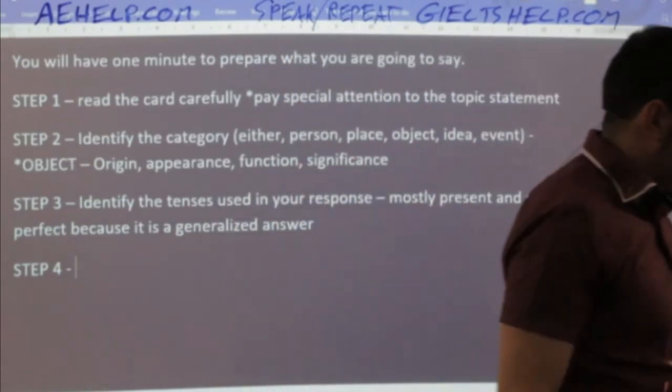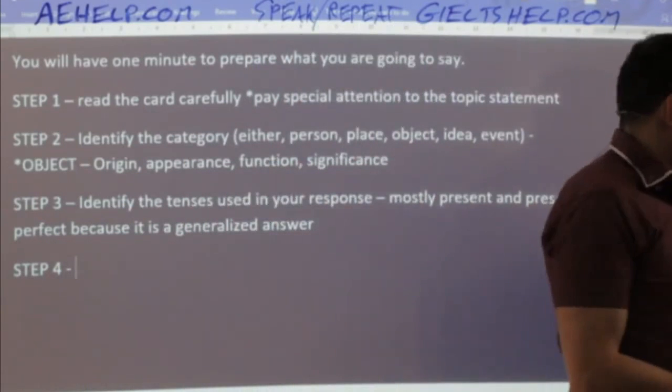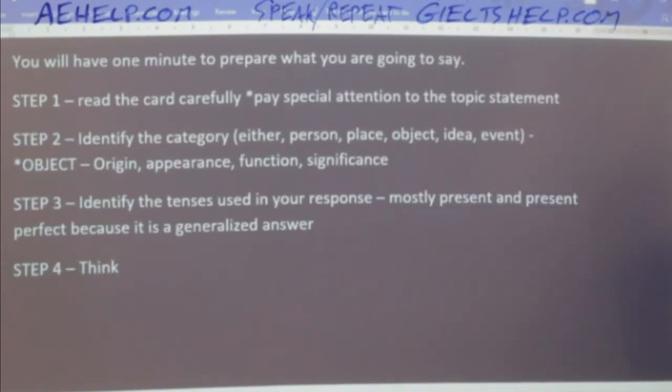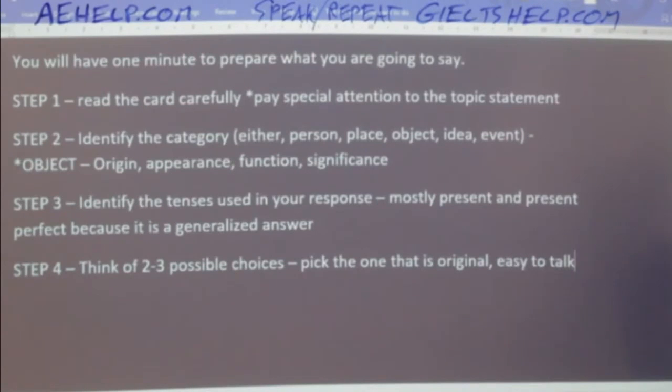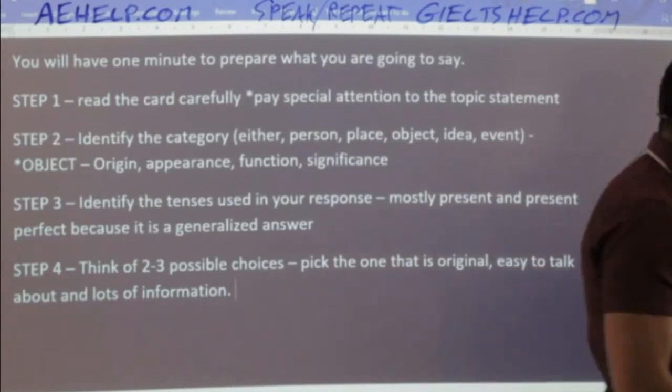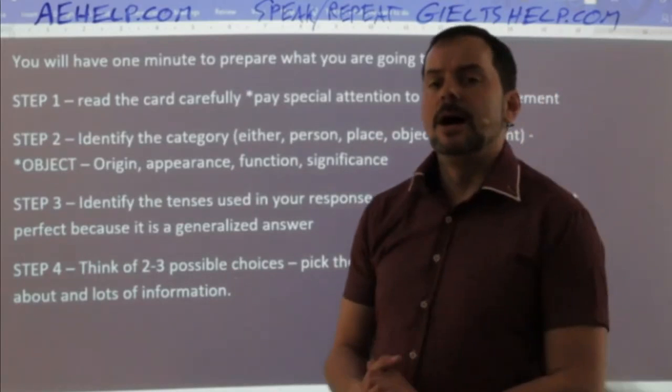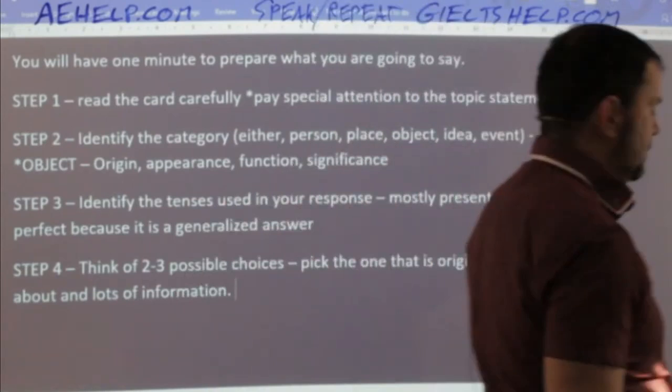Yeah, so Rashika says, think of 2 to 3 possible ideas. Sure. And pick the one, we've talked about this, members, you know this. Pick the one that is original, that is easy to talk about, and has lots of information. Okay, cool. All right, so let's do that. Let's come up with a few different ideas.